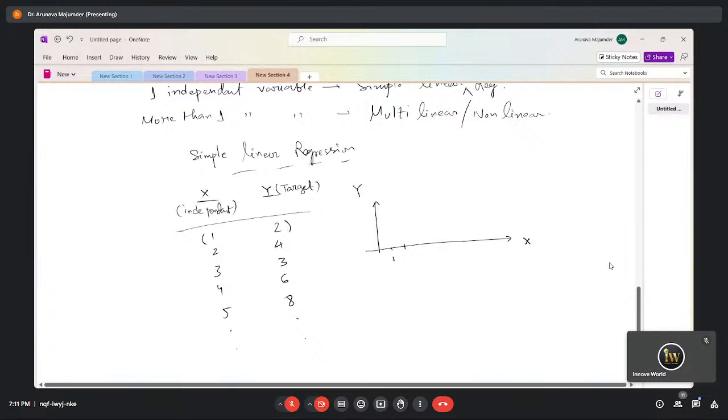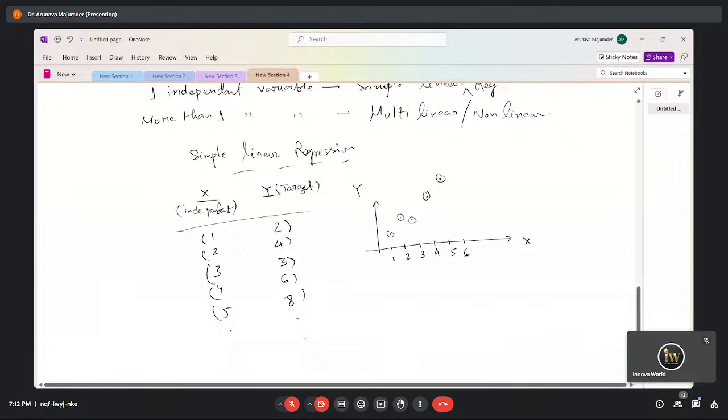Let us suppose 1, 2, 3, 4 and so on. So this is the point (1, 2). Then (2, 4) is this point, (3, 3) is this point, and the next point is (4, 6). The last one is (5, 8), so the points look like this.